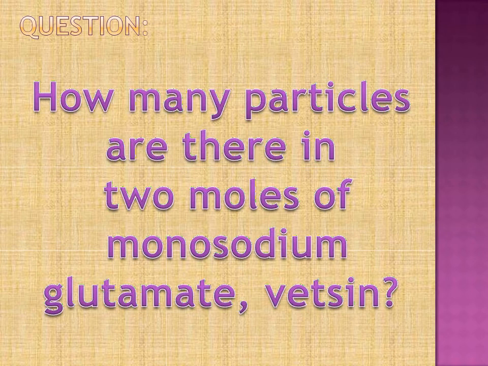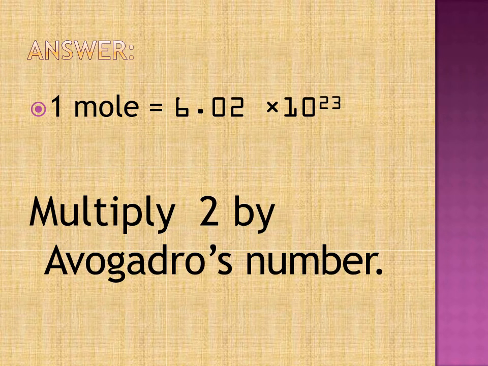Okay, so let's talk. How many particles are in 2 moles of monosodium glutamate? So 1 mole is 6.02 × 10^23. We have 2 moles of monosodium glutamate, so we have to multiply it by Avogadro's number, which is 6.022 × 10^23 particles. And if the question says 3 moles of the product, then we have to multiply it by 3.